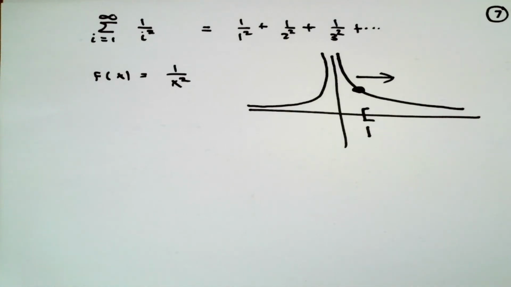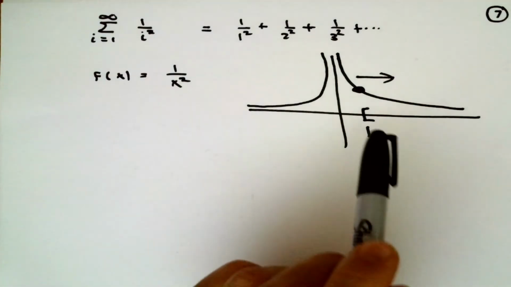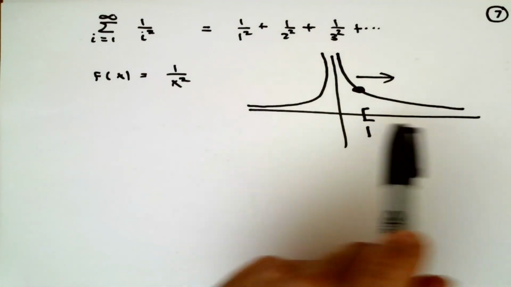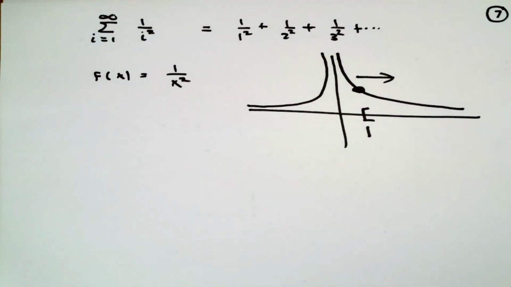As another example, I want to look at the sum from i equals 1 to infinity of 1 over i squared. The function that I'll use is f of x equals 1 over x squared. This does have a discontinuity at x equals 0, but since we're only interested in x's that are 1 or bigger, that doesn't matter to me. On the relevant interval of x values, f is positive, continuous, and decreasing, so the hypotheses of the integral test are satisfied.